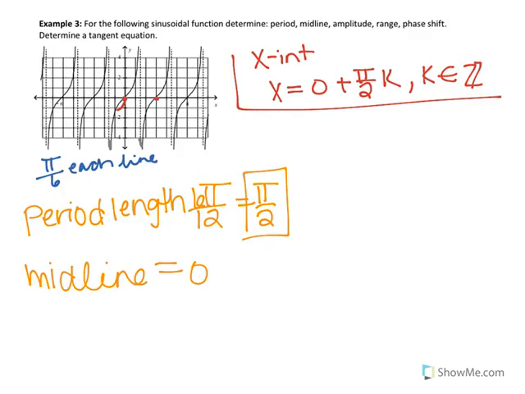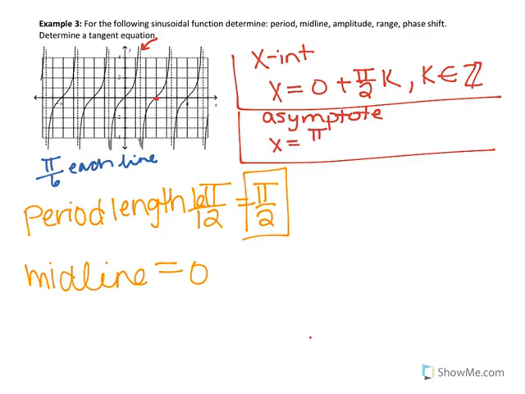We can also do a general equation for our asymptotes. So for half of our period we're going to have an asymptote, every half of our period. So our first one right here, half of pi over 2 is at pi over 4. So our first one's at pi over 4, and then we're going to have an asymptote every period length. So plus pi over 2 k, where k is an element of z. So there's an equation for our x-intercepts and our asymptotes, general equations. That's something you're going to have to be able to do.